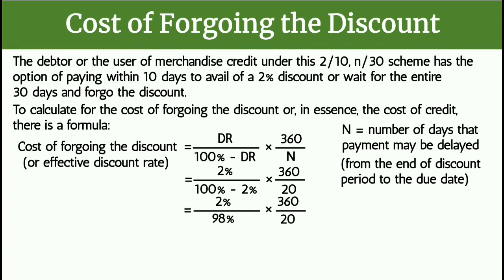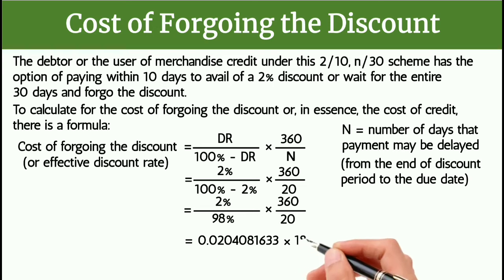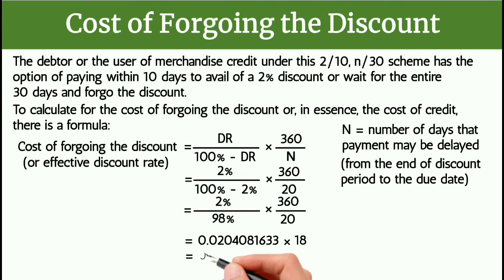2% divided by 98%, that is equal to 0.0204081633. 360 divided by 20, that is equal to 18. 0.0204081633 times 18, that is equal to 0.3673.